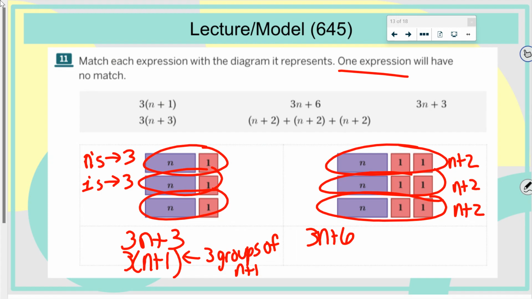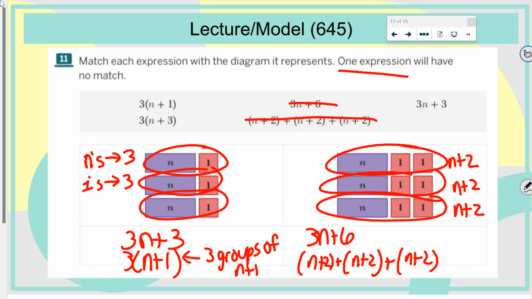We have n plus 2 plus n plus 2 plus n plus 2. That is 3 groups of n plus 2. So we have now used 3n plus 6, 3n plus 3, and 3 times n plus 3. And then it said that one will not have a match, so we have matched them all. All right, let's keep going.